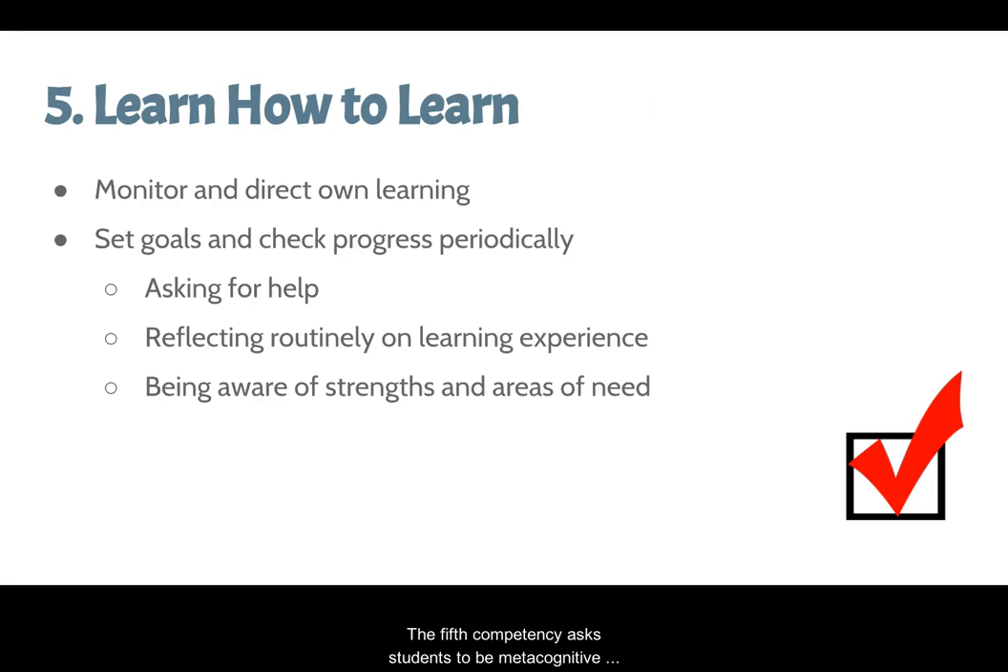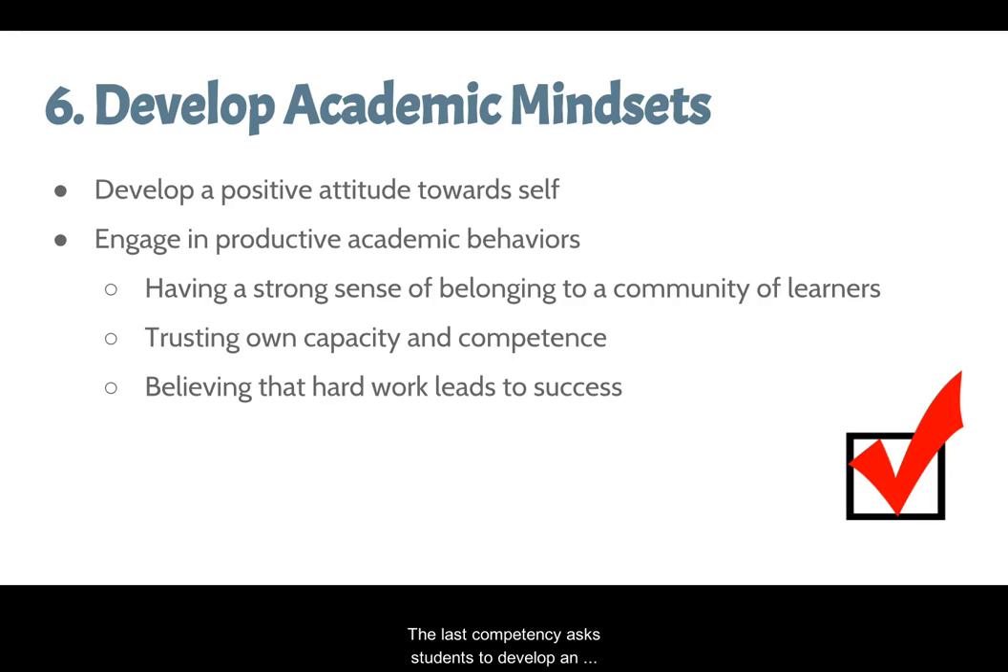The fifth competency asks students to be metacognitive and to think about how they learn. This involves monitoring and directing their own learning, setting goals, and checking in with their progress on working towards those goals consistently. It involves asking for help when needed, being able to reflect on their learning experiences routinely, and also to have enough self-awareness to know where their strengths lie and also where they may need support or if they are struggling at all. The last competency asks students to develop an academic mindset.